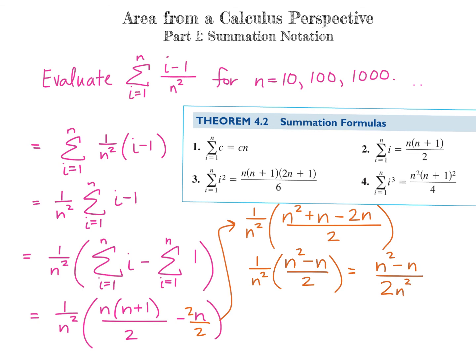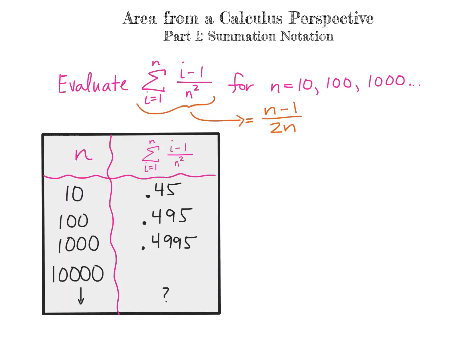We can see here that all 3 terms can be divided by n, so they can all be simplified and be divided by n, so we'll have n minus 1 all over 2n. So n minus 1 all over 2n is the general way in order to evaluate this original summation up here. Now we can plug in any n value that we want, specifically 10, 100, and 1000. Organizing our solutions in a table provides us this.